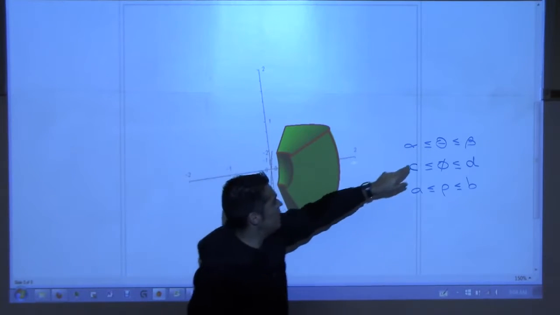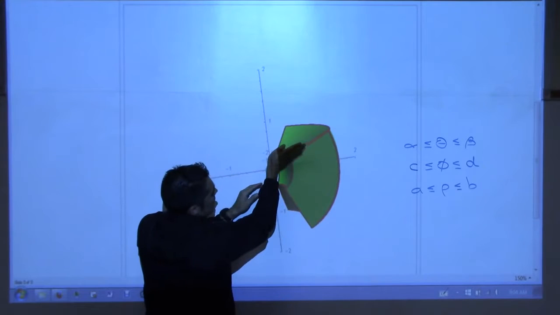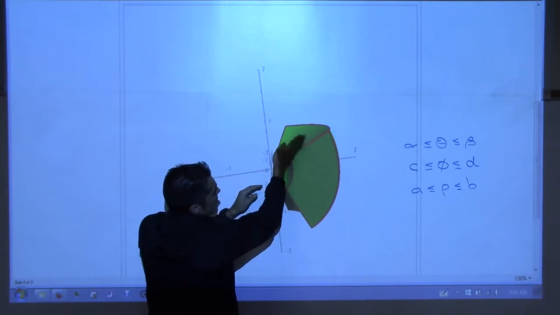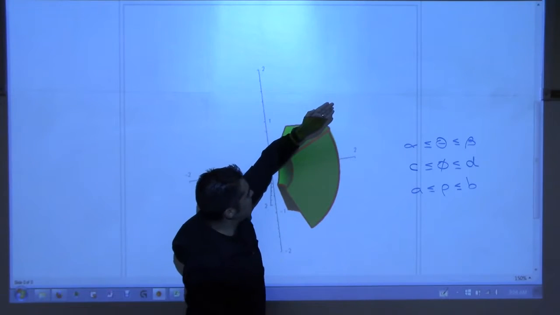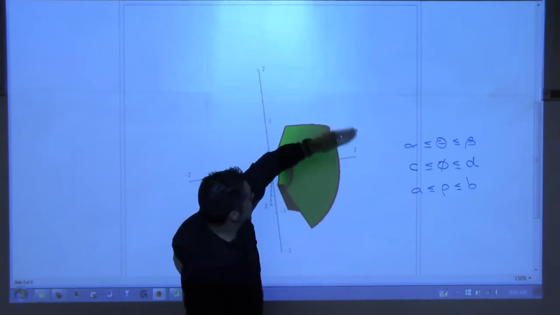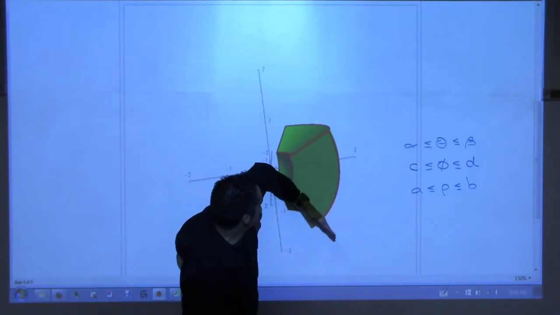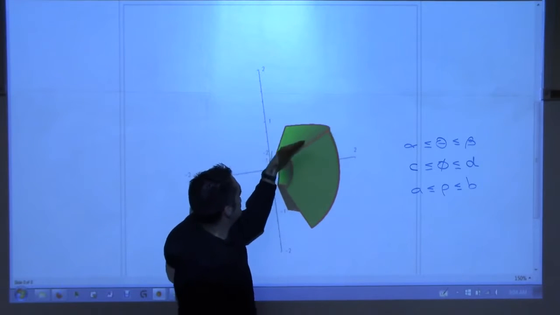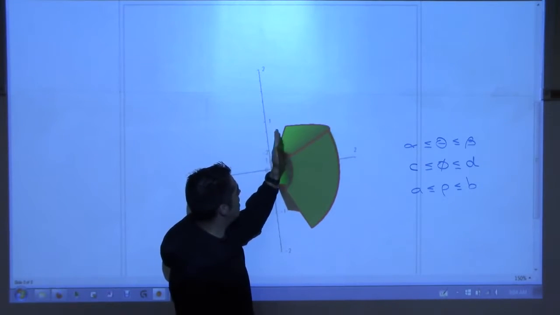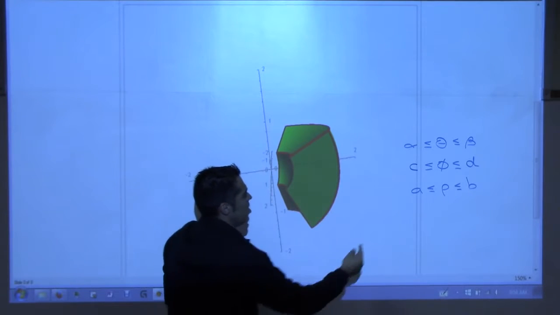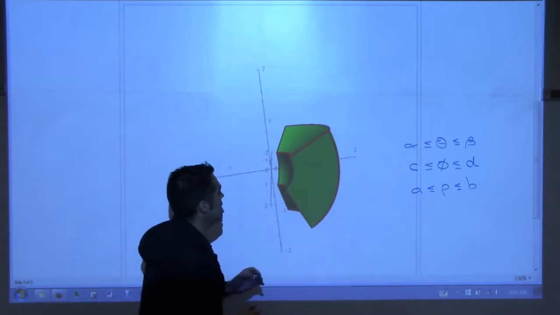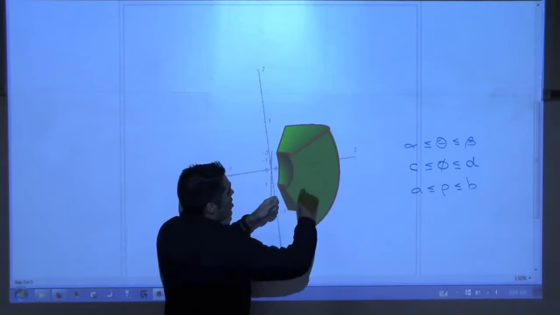If I restrict my theta between alpha and beta, then you can see this would be alpha, and then swinging through here would be to beta. So I'm allowed to get phi between C and D, and then theta is between alpha and beta. And then I let my rho be between A and B. So rho is how far out I walk.